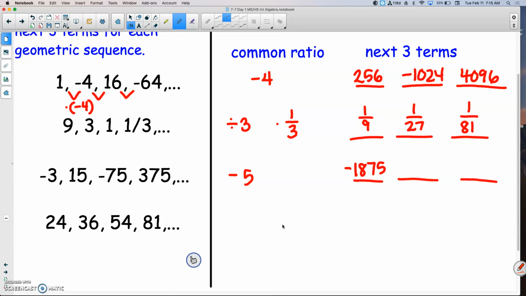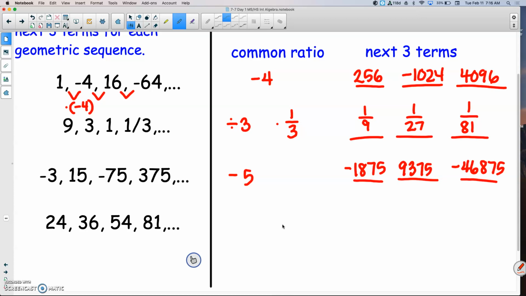Times -5 again, 9375. And the final time, -46,875. Definitely one calculator for these. All right, the bottom one.